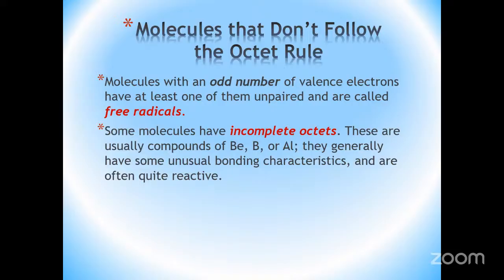Another situation is where you have a molecule where the central atom has what is called an incomplete octet. And what that means basically is that the central atom will have less than 8 electrons. So a good example of this is boron trifluoride. This is the Lewis structure of boron trifluoride here.